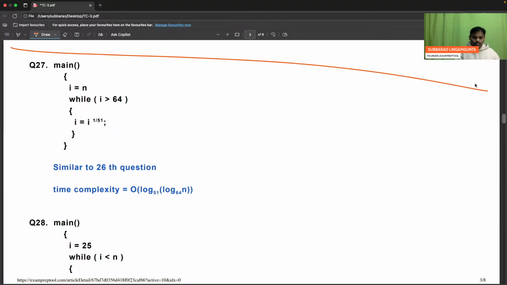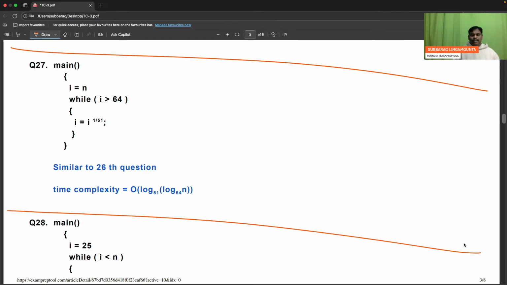Can you go to question number 27? Everyone try to understand. Go to question number 27. Same thing one more time. Very interesting. Some people are asking, sir, before starting, can you say the time complexity directly?